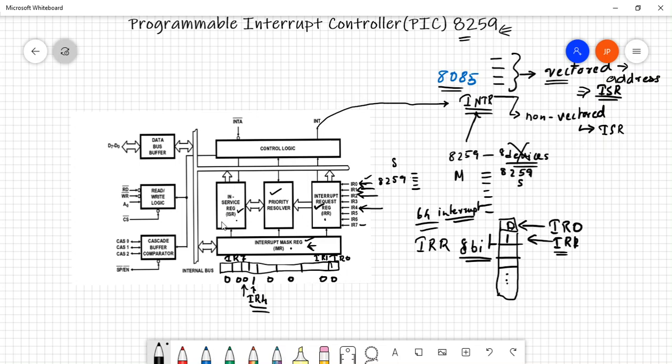Now the third register is known as your in service register, INSR, in service register, which means that it keeps the record of which interrupt is being serviced currently, right? Which interrupt is currently being serviced, right?